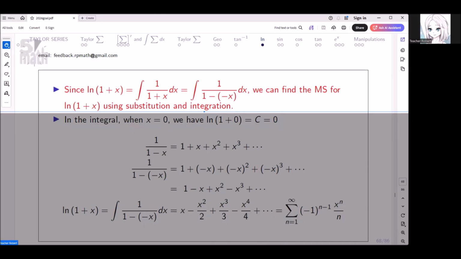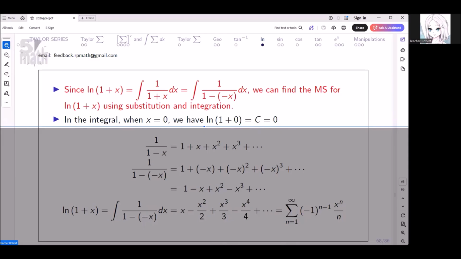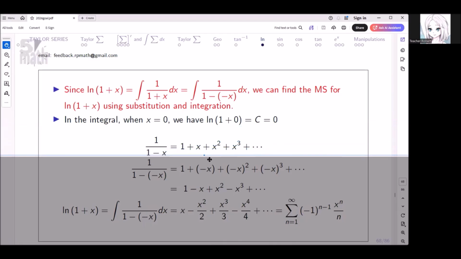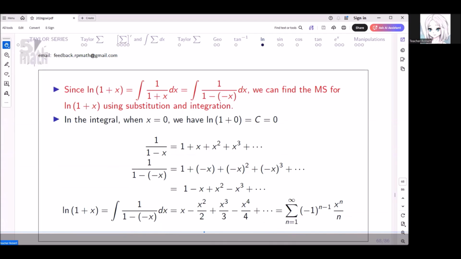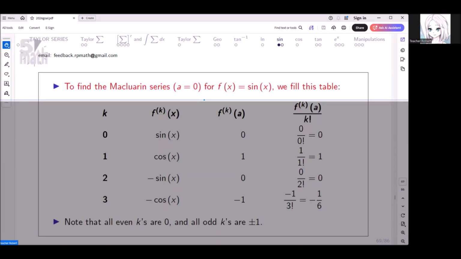Since ln(1 plus x) equals this, we can find the Maclaurin series for ln(1 plus x) using substitution and integration. In the integral, when x equals 0, we have ln(1 plus 0) equals c equals 0. We have the following, and the following, and the following. To find the Maclaurin series, a equals 0, for f of x equals sine x, we fill this table.